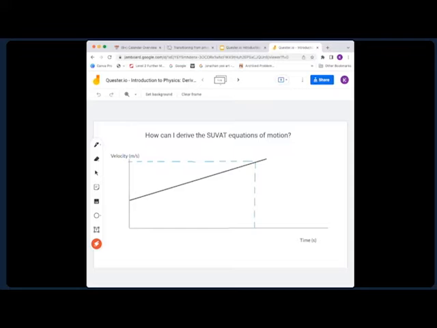So velocity is on our vertical axis, and time in seconds is on our horizontal axis. Now I have this straight line here going up. Let's imagine that this represents a car going down a road, for example. What can you tell me about the speed of the car? Is it speeding up, and is it speeding up at a constant rate? What's going on with the car?